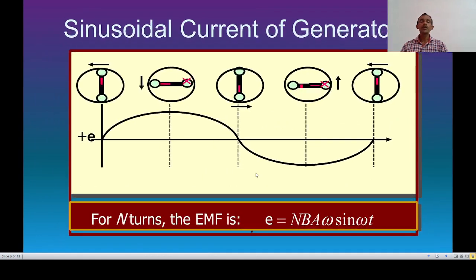Now, if we plot the graph of the EMF induced in the generator with respect to time, it is sinusoidal. We know that the EMF induced is equal to NBA omega sine omega t.